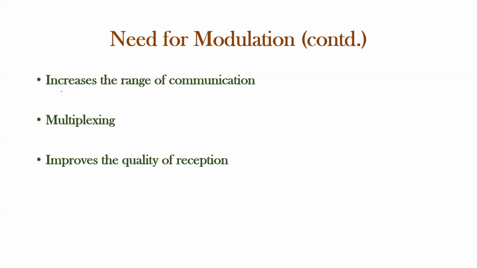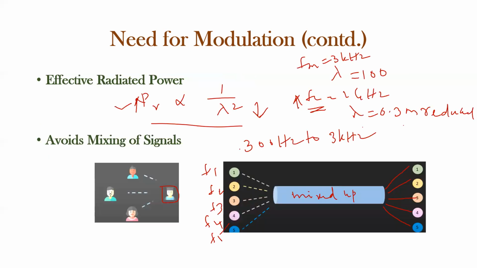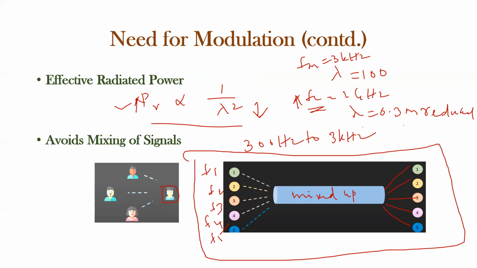The next important need is multiplexing. Multiplexing was explained in the previous slide itself, right? So this is called frequency division multiplexing. This is an example of frequency division multiplexing. Many signals are transmitted through the same communication channel at a time without any mixing. This is called multiplexing.